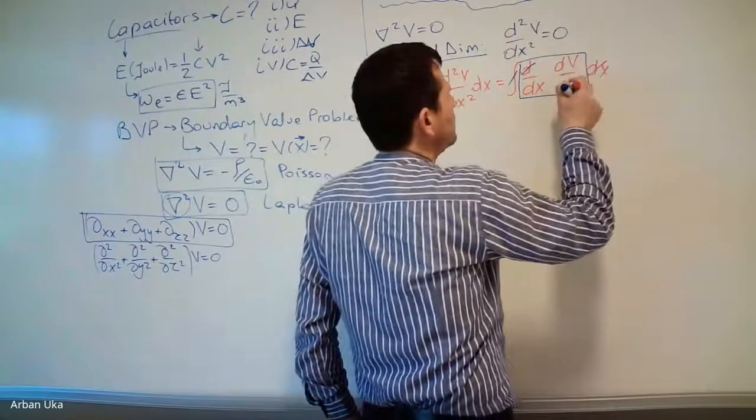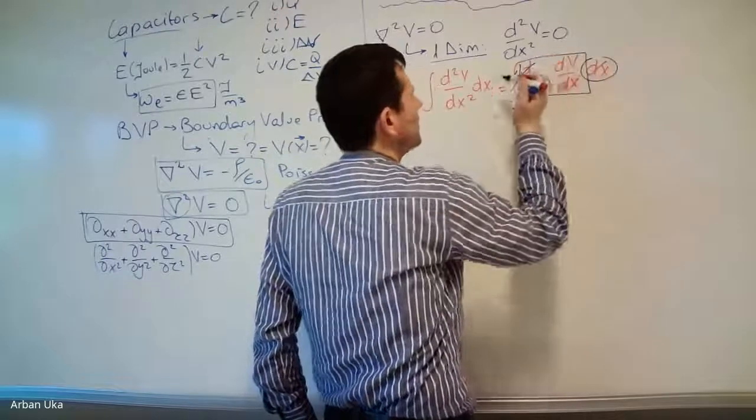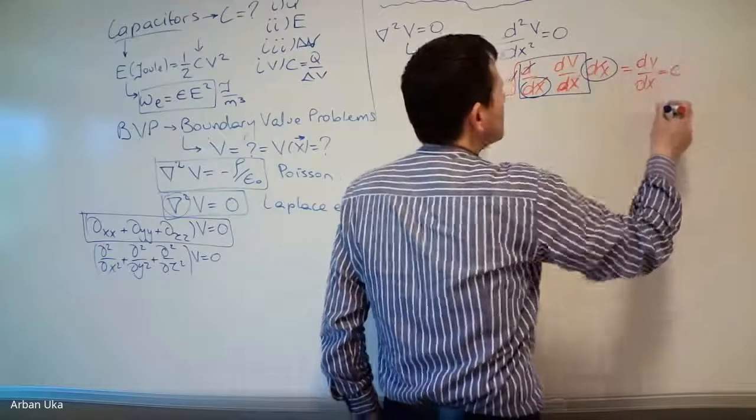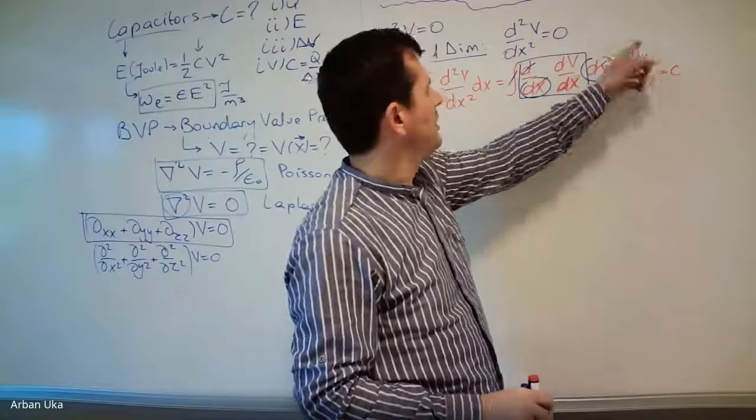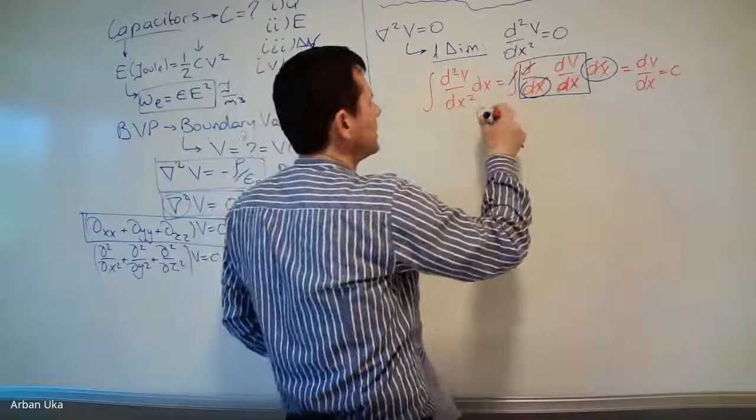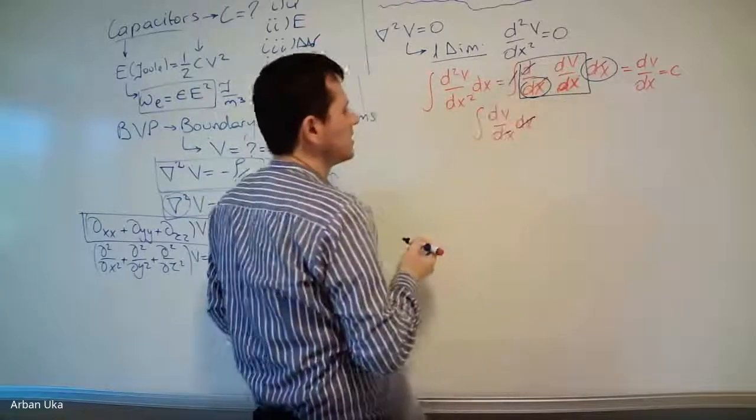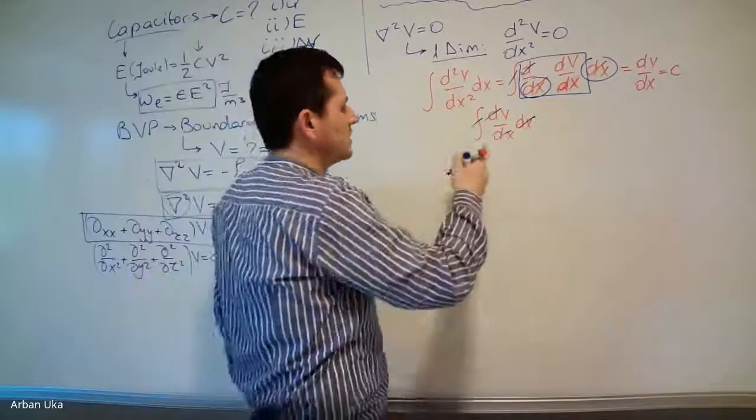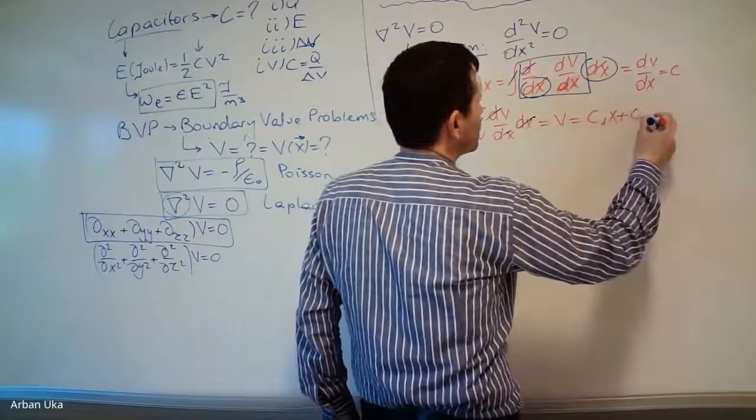Actually, it might be also better if we cancel out this one and this one, so we cancel out this with this, and finally we get that this is equal to dv over dx. This is equal to a constant c, okay? Because the derivative of this constant c will be equal to 0. So we integrate once, we get this. We integrate once again, which is dv over dx, integrating over dx. This dx cancels out. This integral cancels out the differential operator. And from here, we see that v is equal to c1x plus c2.